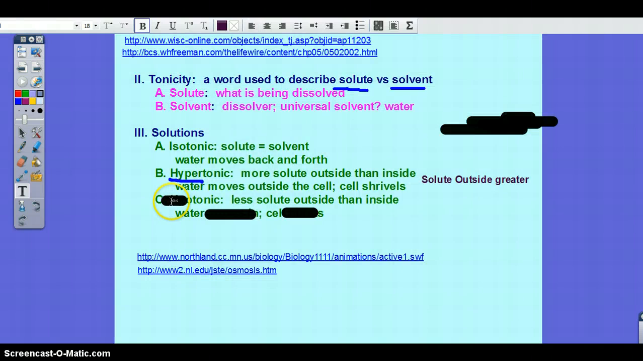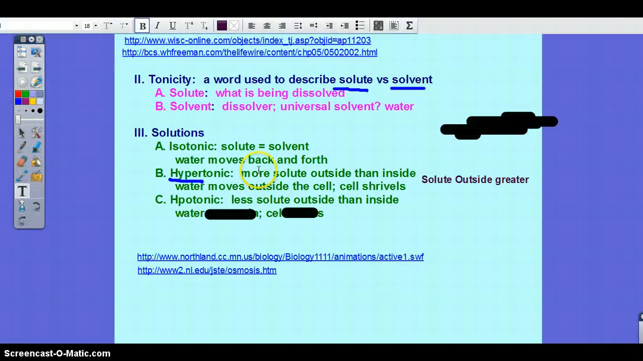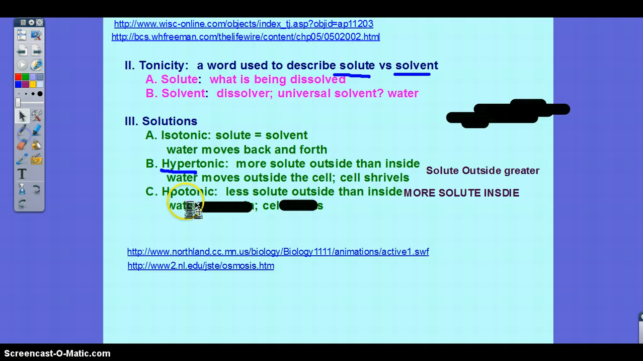In a hypotonic solution, there's less solute outside than there's inside. If you want to be consistent with the word more first, you could put more solute inside. So the concentration of solute is greater inside than outside, which means the water concentration is greater outside. So water will move in, and if you allow this movement to continue, the cell can burst or swell up.